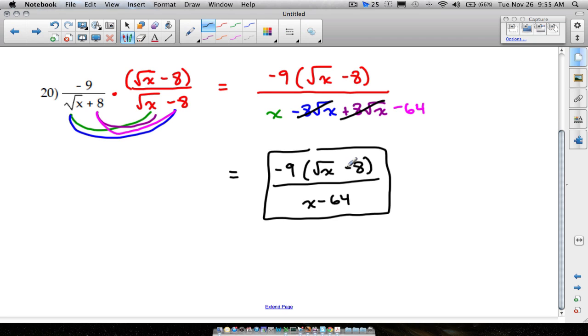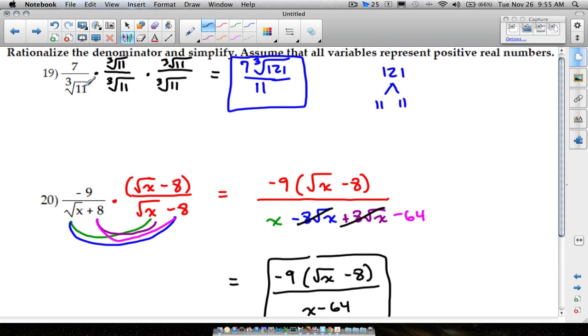There's nothing to cancel out, so we're done with this problem. We have rationalized this. So be careful when you have 1 term versus having 2 terms. When to use the conjugate and when not to use the conjugate.